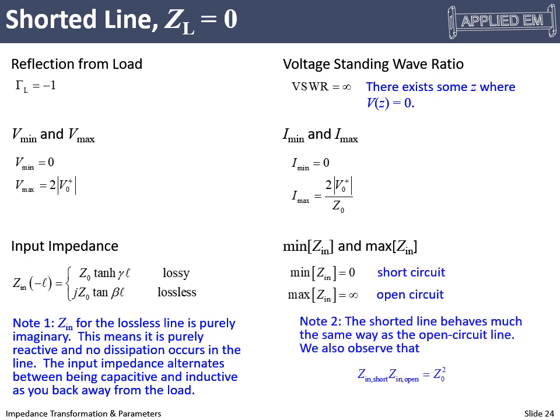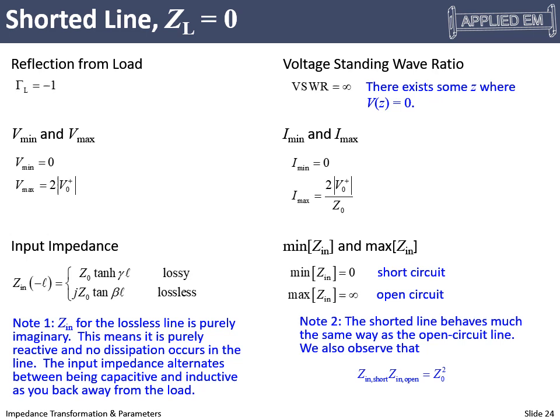And last, the range of input impedances that we could see. Well, at the point where the voltage and current go to 0, that really looks like a short circuit. So that's our minimum. And then we have points where the voltage and current have their full swing, and that looks like an open circuit. So our input impedances can go from short to open.